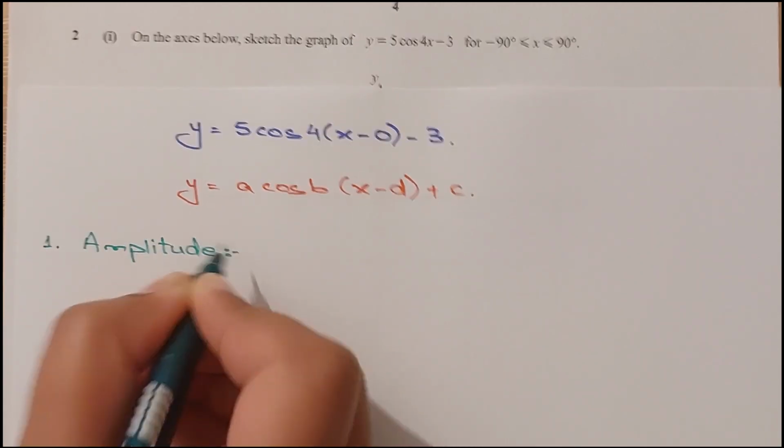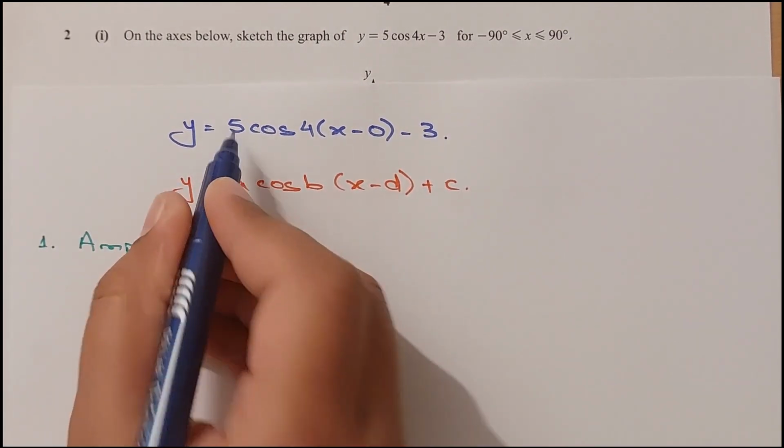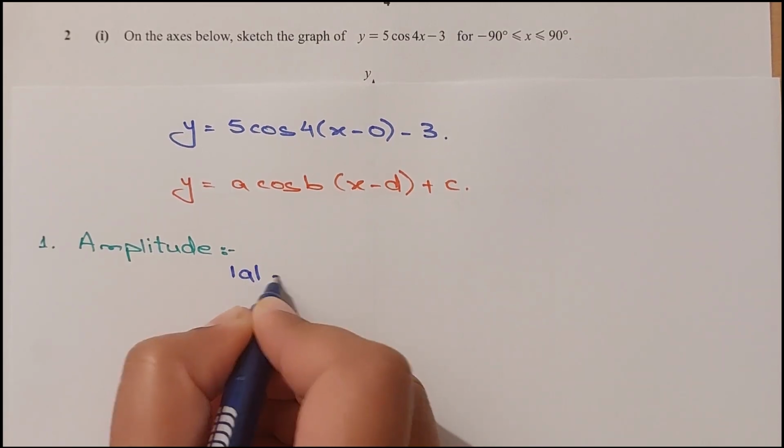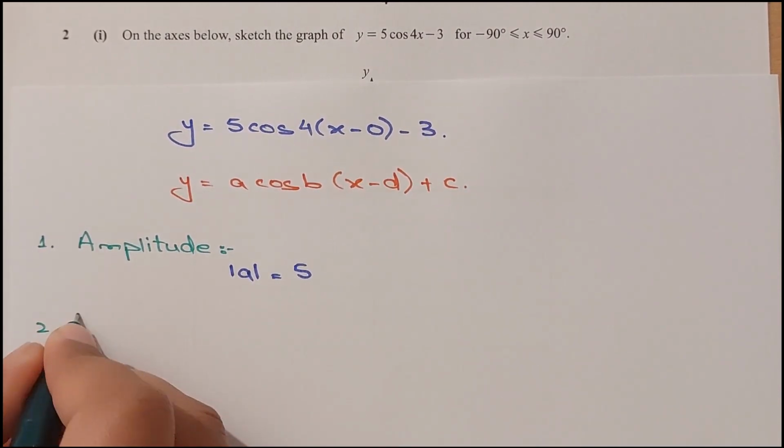Amplitude is the absolute value of a. So if I compare with this function, the a value is 5, so we can say the absolute value of a equals 5, so the amplitude is 5, right? Okay, now the second thing we need is the equation of axis.